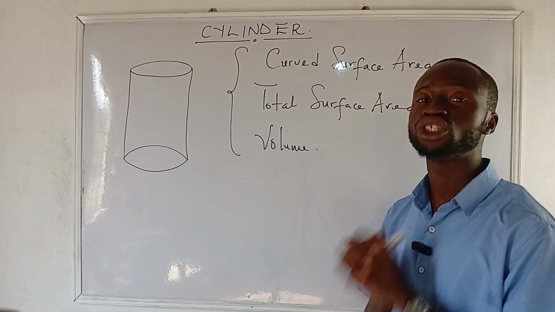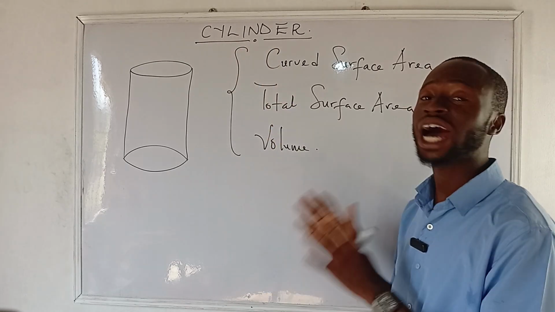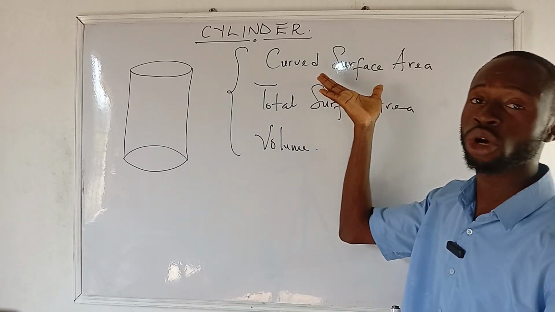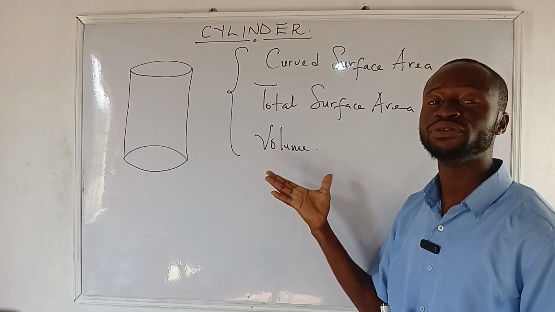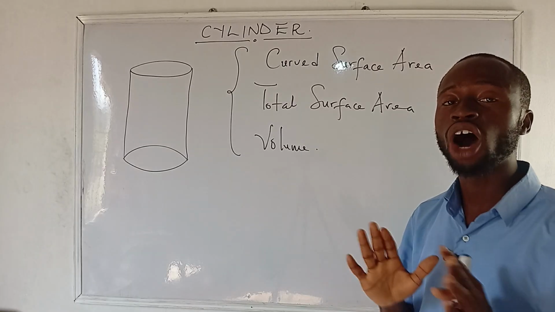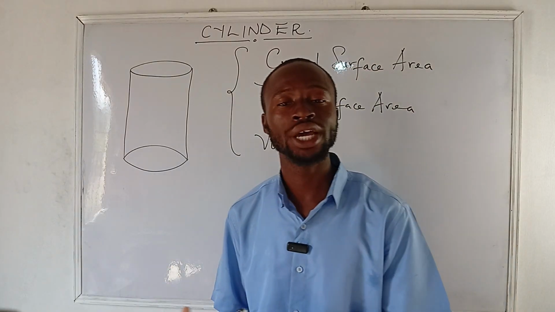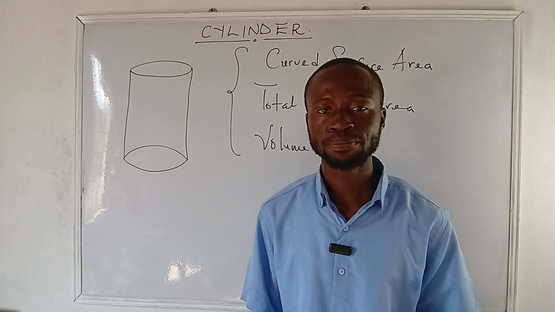In this class, I'll be teaching you how to know the formulas for cylinder without actually memorizing them. So we have three of them. We have the curved surface area of the cylinder, we have the total surface area of the cylinder, we have the volume of the cylinder, and finally, I'll be explaining what it means for a cylinder to be closed at one end, open at one end, or when they say it's a solid cylinder.